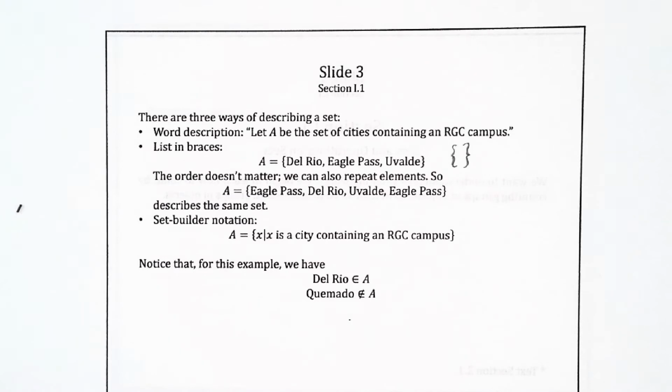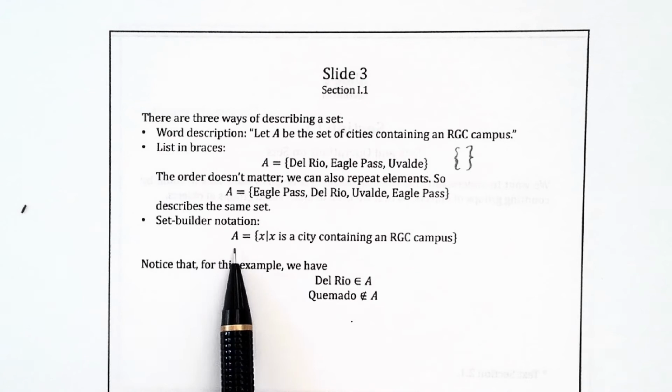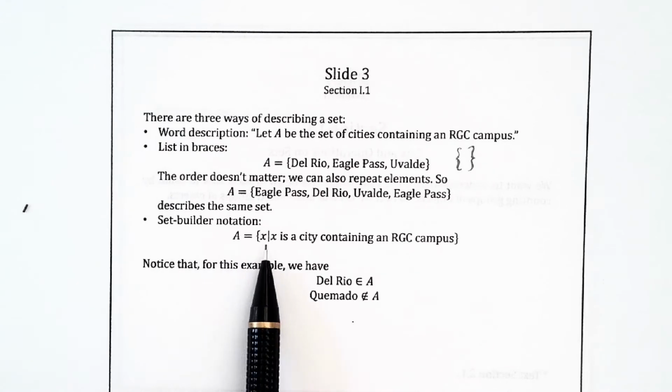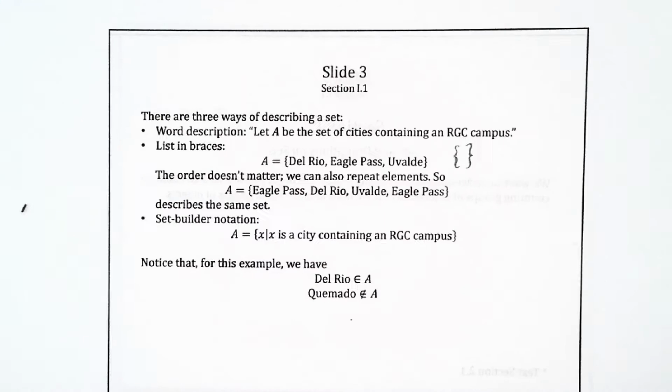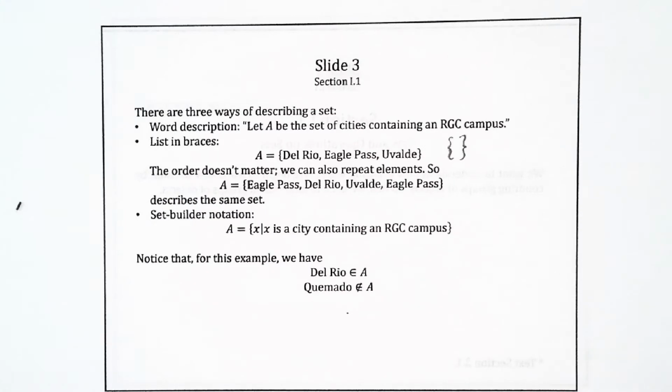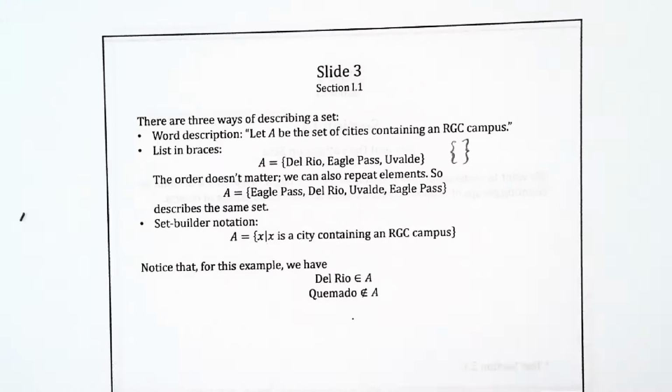Okay, the third way of describing a set is something we won't use quite as much in this course, but the book uses it off and on. It's called set builder notation. So this would be read as A is equal to the set of all X, such that X is a city containing an RGC campus. Again, A is the set of all X, such that X is a city containing an RGC campus. You can think of this little bar as representing the such that.